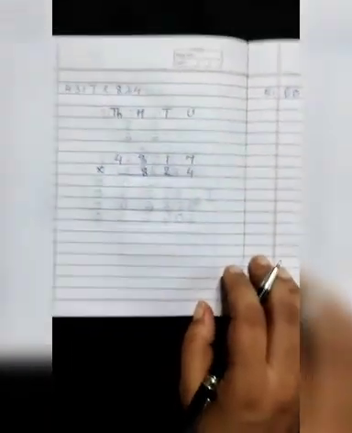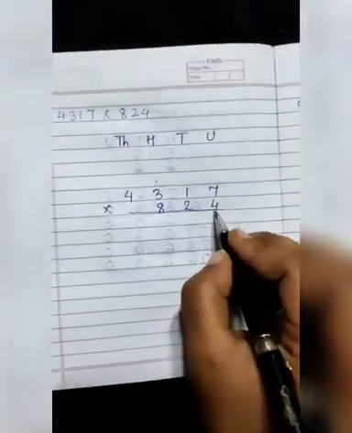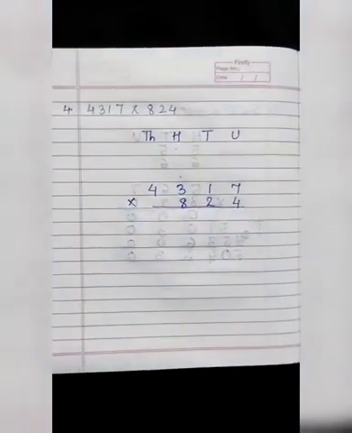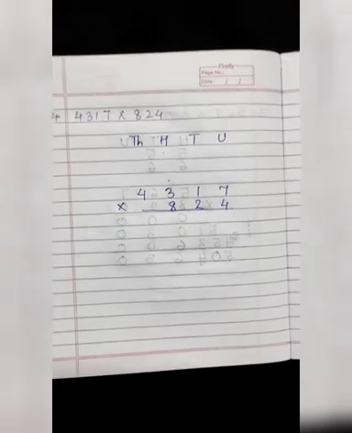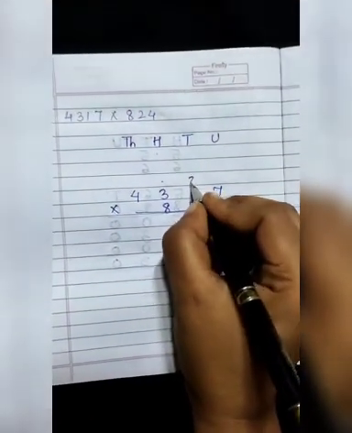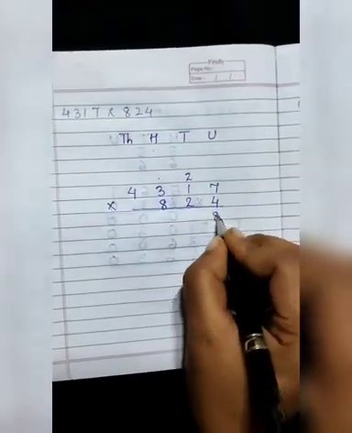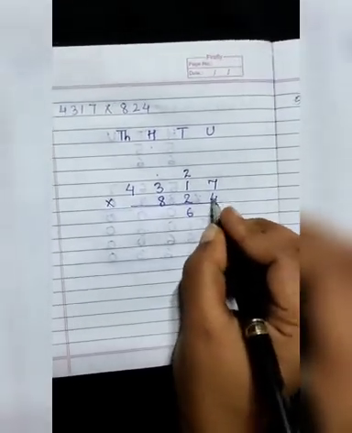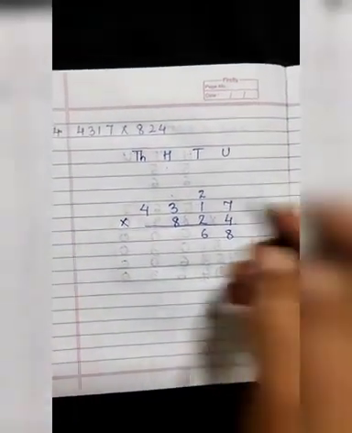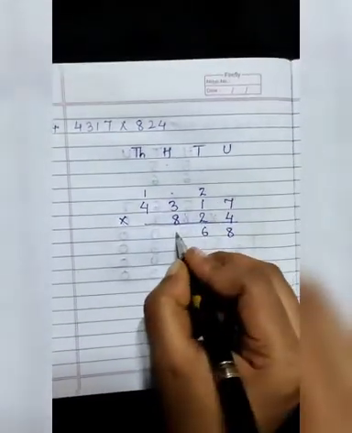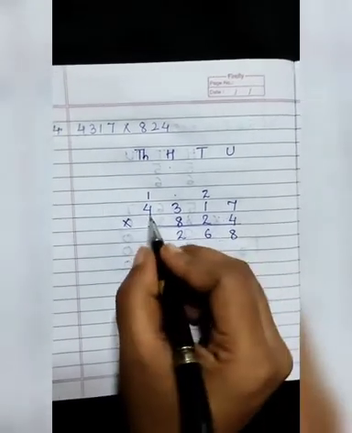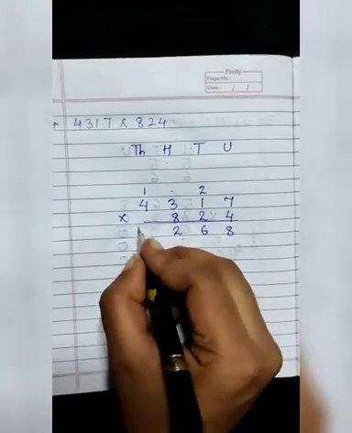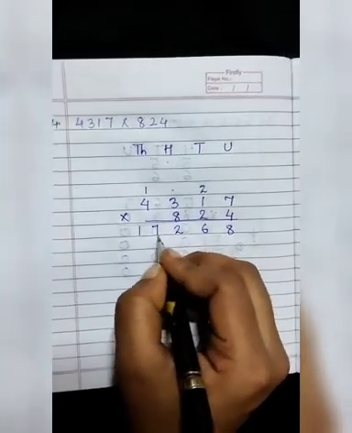So let's start with the multiplication. 4 multiplied by 7, how much will it be? It will be 28. So 2 we will write here as carry and 8 we are going to write here. 4 ones are 4 plus 2 will be 6. 4 multiplied by 3 will be 12. So 1 we will carry here and 2 will write down. 4 multiplied by 4 will be 16 and plus 1. So it will be 17.